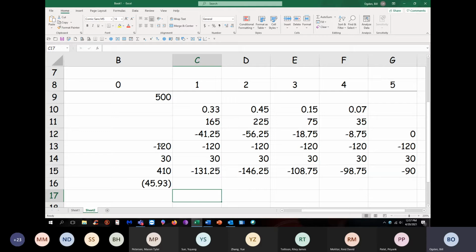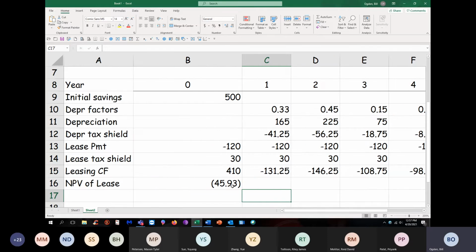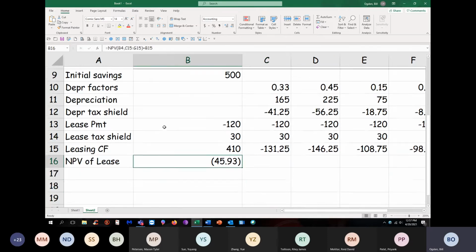And the questions are, what's the largest payment that the lessee should be willing to make? And what is the minimum payment that the lessor should be willing to make? This format does not create a situation where we can readily answer that question. So we're going to change formats, and we will arrive at this exact same answer, but we're going to do it just a little bit differently.